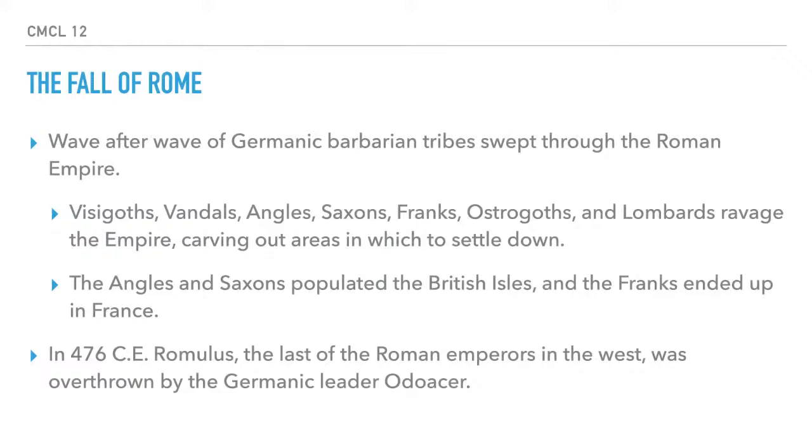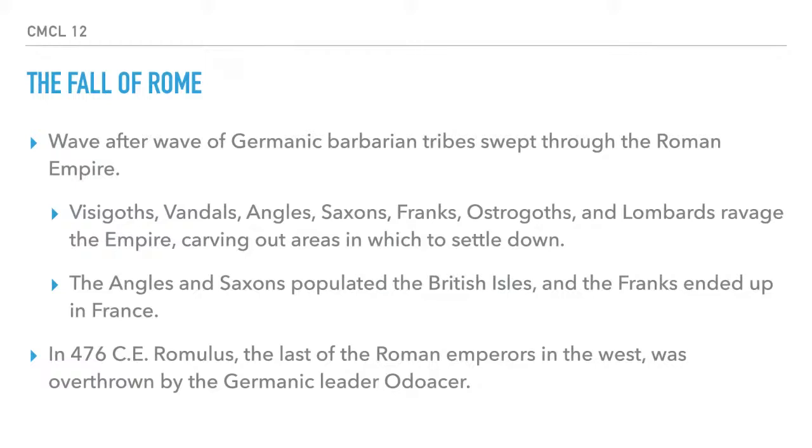So this is kind of what happens to the western part of the empire. Again, there are all of these different peoples running around Europe. There's Visigoths and Vandals and Angles and Saxons and Franks and Ostrogoths and Lombards, and all of them are looking for land. And so they conquer the western part of the empire.